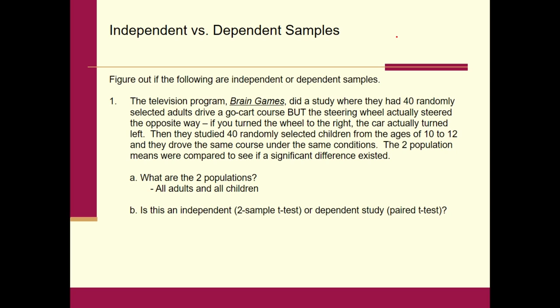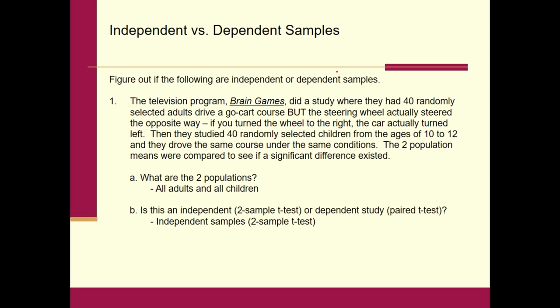So you have the children, and you have the adults. It's not parents versus the children. It was just randomly selected children, randomly selected adults. What do you think? Hopefully you said that's the independent samples case, the two-sample t-test. And we're just going to look at them in groups.